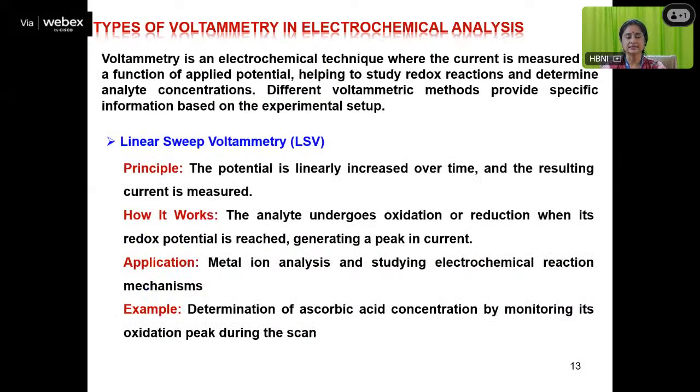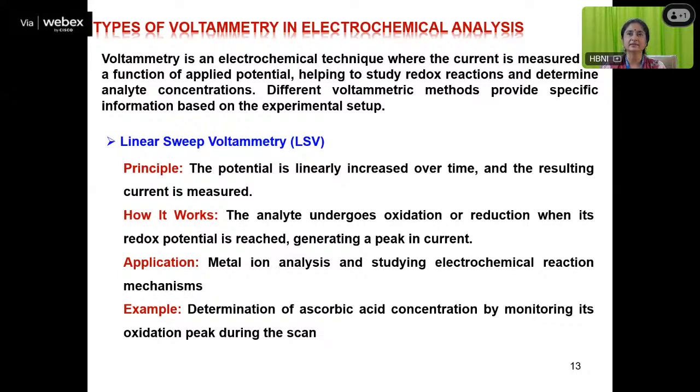Now, depending on this, there are various types of voltammetry. These methods evolved over a period of time depending on the requirement. So now let us see the major types of voltammetric techniques. Voltammetry is an electrochemical technique where the current is measured. Here we are measuring the current as a function of applied potential. We apply the potential, and at the same time we see how the current changes, so you will be measuring the current. This helps to study redox reactions and determine the analyte concentration.